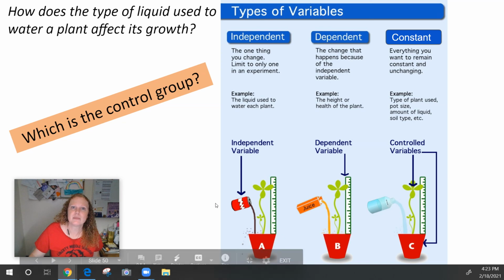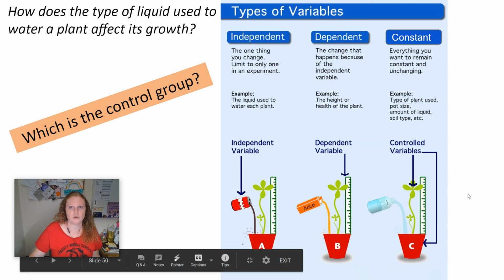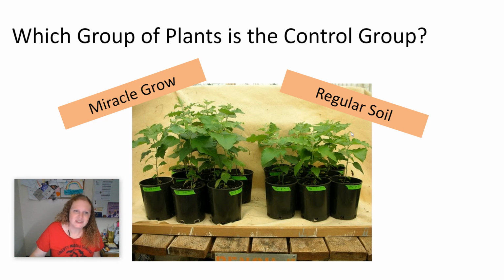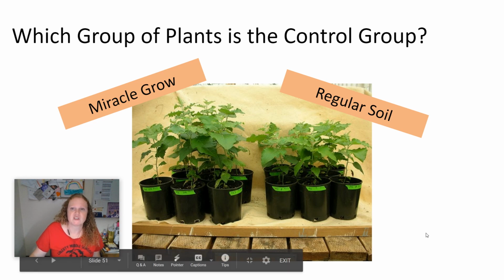Here's another example if we're trying to see what type of liquid helps the plants grow. One's Coca-Cola, one's juice, one's water. In this case, we don't want a zero amount. We want the one that's normal. So your water group is going to be your control group in that case. On this one, regular soil is your control group. Miracle-Gro is your experimental group.